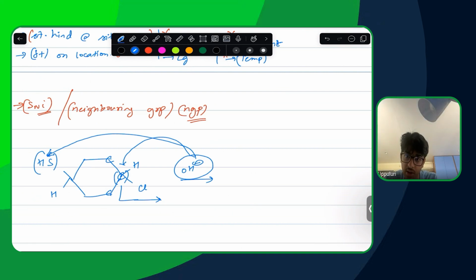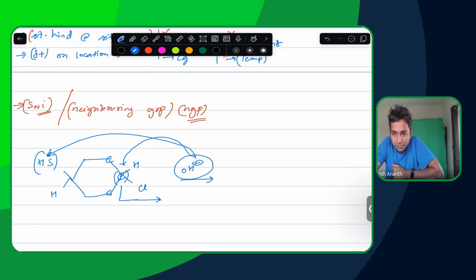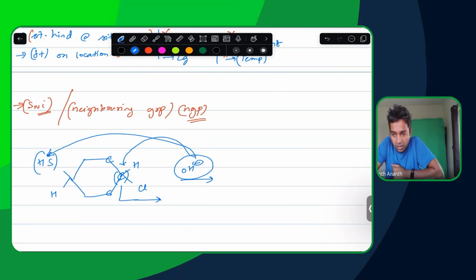The lone pair of sulfur will go to this, sulfur minus, and that should come and attack. If it does come and attack, what is the ring size it forms? It's a bicyclo... No, I did not ask that. I asked what is the ring size it forms.